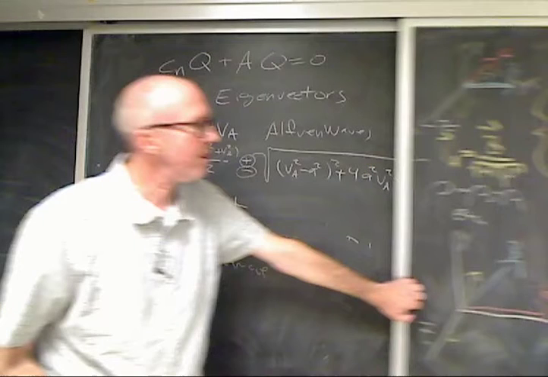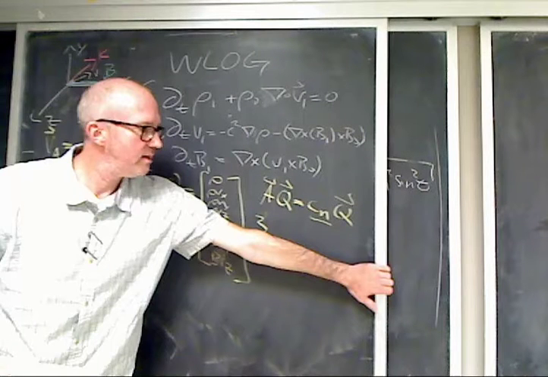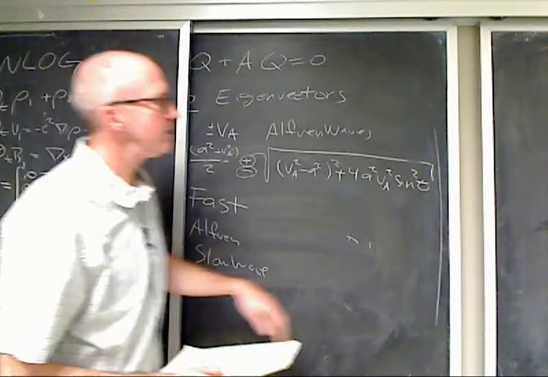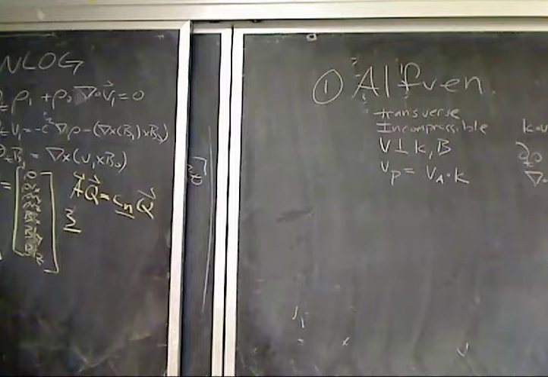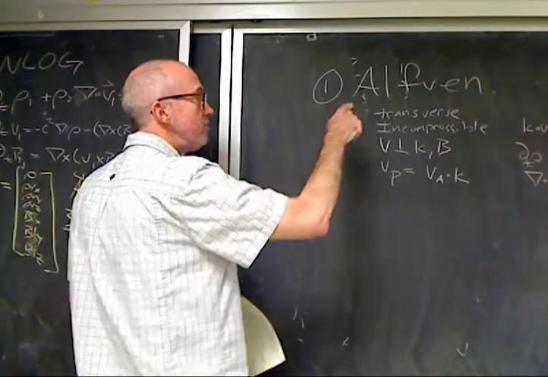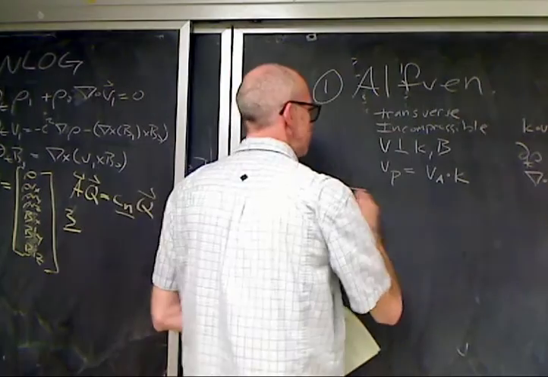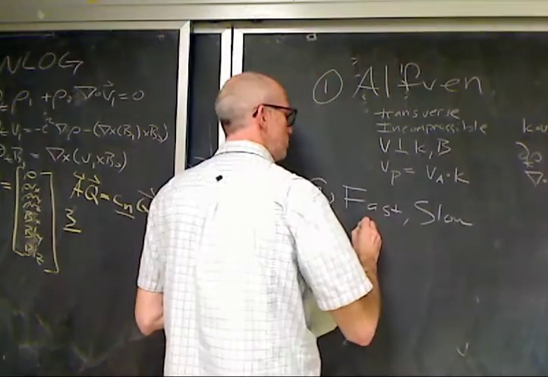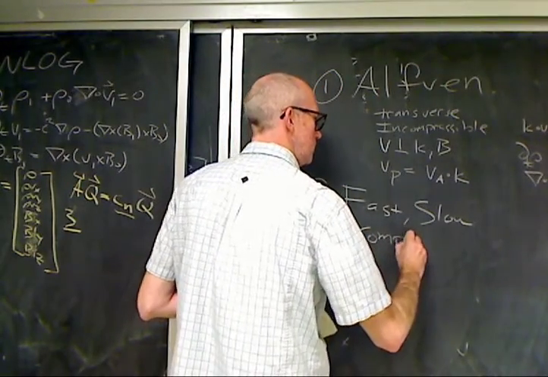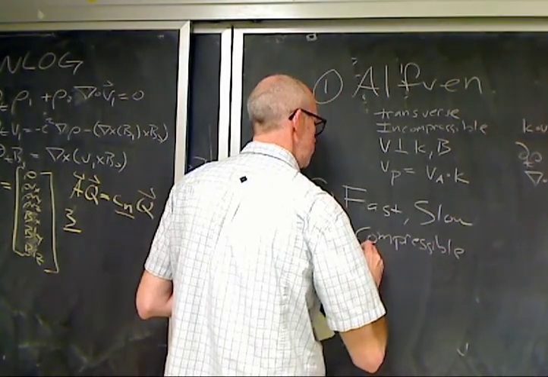There's a lot of numbers that I only kind of touched on. So there's 3 waves and 2 groups. There's the Alfvén wave, which is transverse and compressible. And then there's the fast and the slow wave. And these are compressible. And we'll call them magnetoacoustic waves.